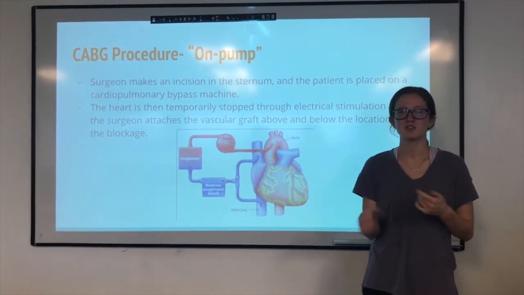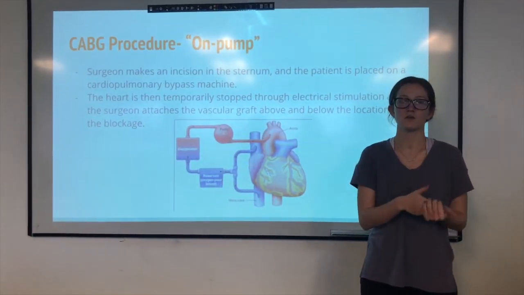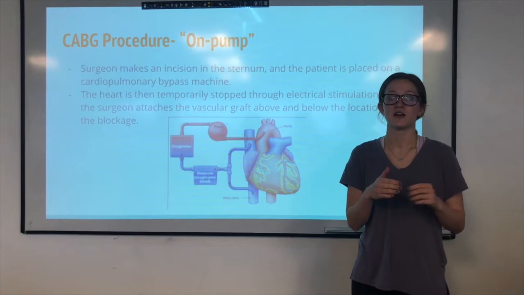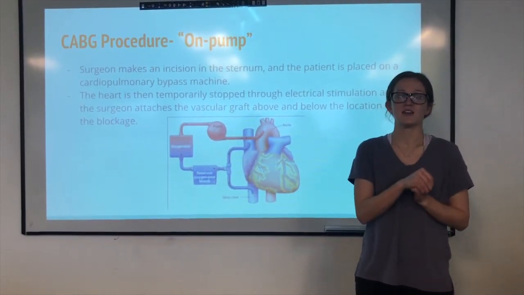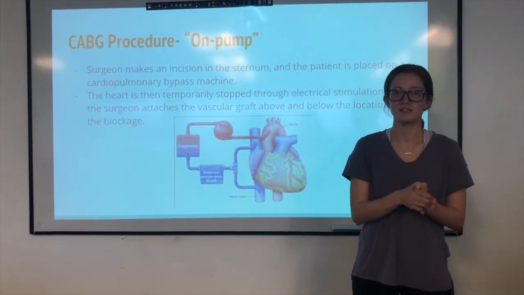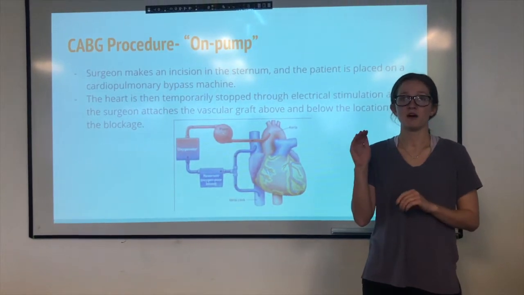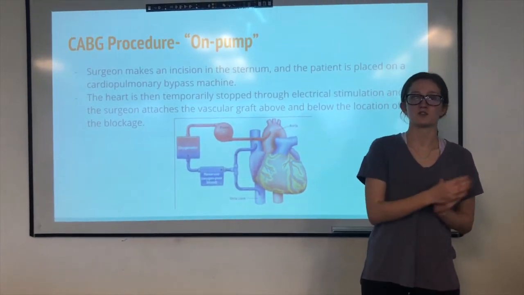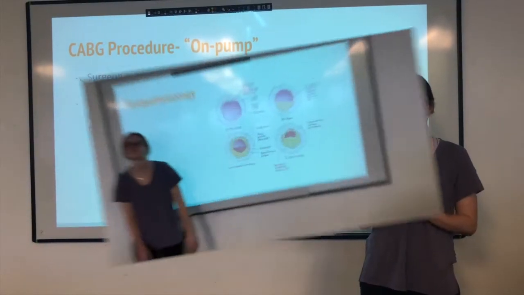The bypass machine is used to keep the blood flow circulating because in the traditional form of a CABG, the surgeon has to temporarily stop the heart with electrical stimulation so that he can then attach the vascular grafts, which are typically taken from the saphenous vein, and he attaches that above and below the location of the blockage so that the blood flow can be returned to normal.